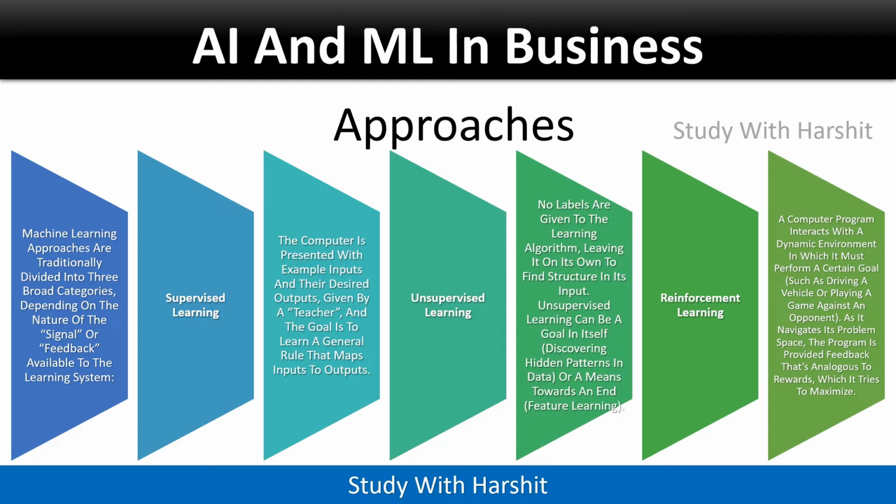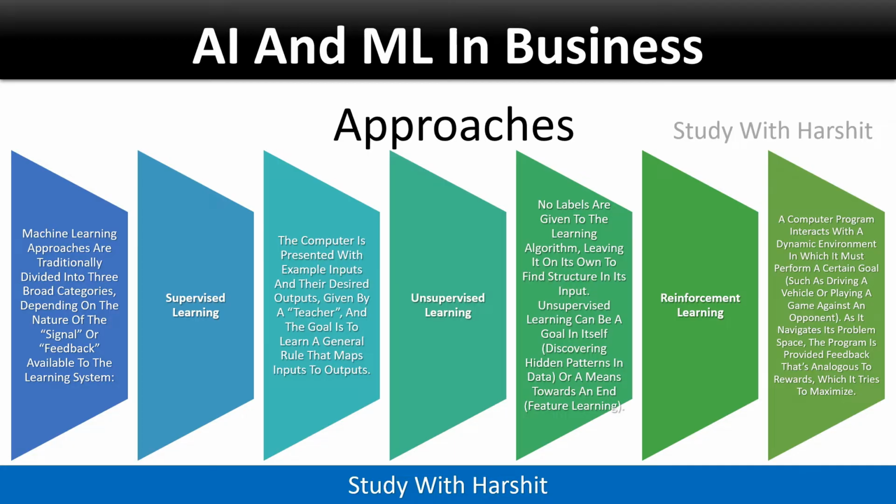Supervised learning. The computer is presented with example inputs and their desired outputs, given by a teacher, and the goal is to learn a general rule that maps inputs to outputs. Unsupervised learning. No labels are given to the learning algorithm, leaving it on its own to find structure in its input. Unsupervised learning can be a goal in itself.